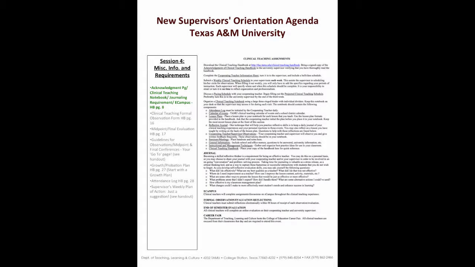I read each journal entry and initial it so my clinical teachers know I have read it. Journaling forces the clinical teacher to think about what is happening in the classroom, and reading the journal entries helps me get to know each clinical teacher in an individual manner. I learn a lot by reading these journal entries.